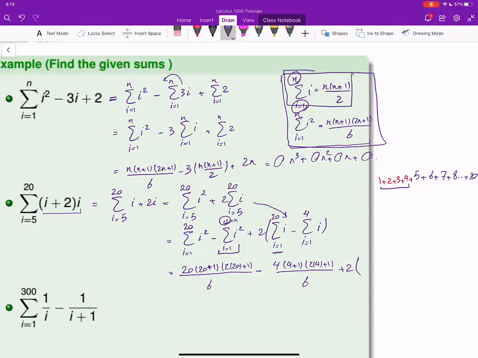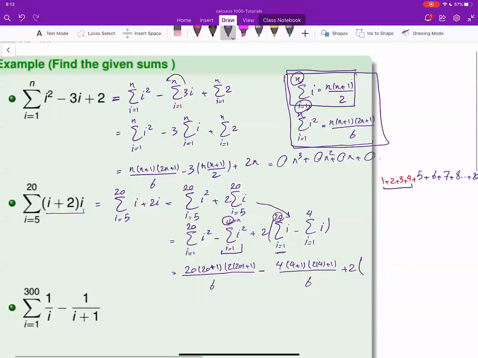The sum of i going from 1 to any number n, in this case 20, is going to be 20 times 20 plus 1 over 2, minus, for the sum from 1 to 4 of i, n which is 4 times 4 plus 1 over 2. You can simplify that and get one exact number there.